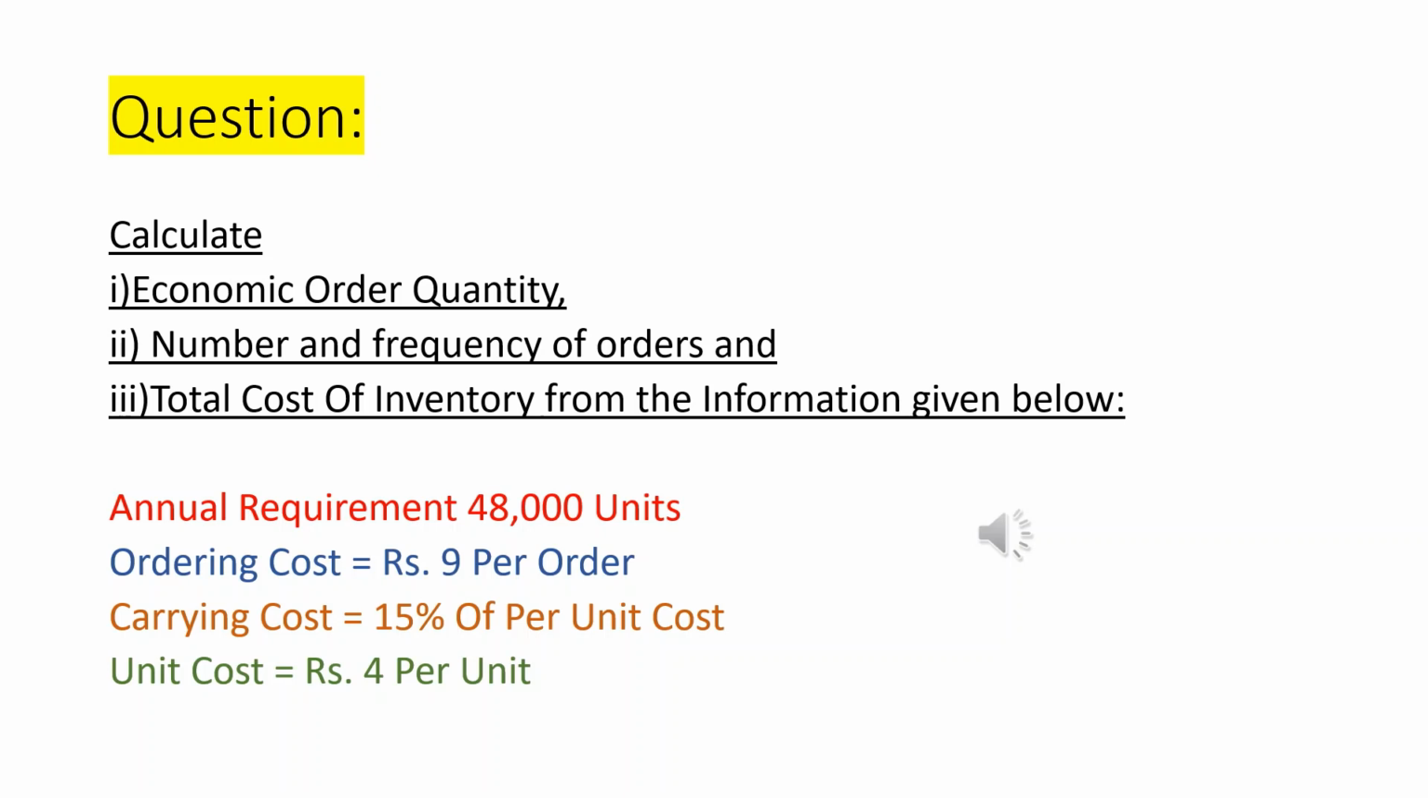And in certain questions, it could also be that the carrying cost is not given in percentage form but directly in rupees form, so you can directly use it in the formula. But here, since it is given in percentage form of unit cost, we need to calculate the carrying cost. That we can do by calculating the percentage of unit cost. That means 15% of 4 rupees, that is 0.6 will be carrying cost in this particular question.